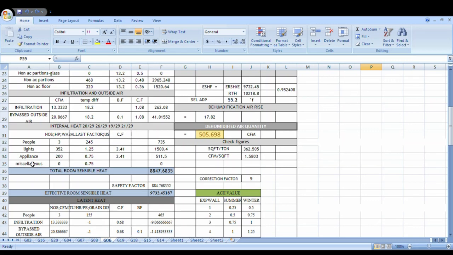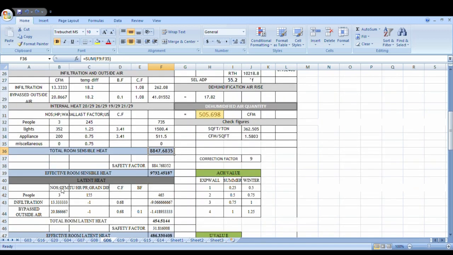So here appliance is 200 watts and this is the usage factor, it is constant, 0.75, and this is the conversion factor, it is 3.4. So it will come automatically, 511.5. So total room sensible heat is 8847.6835. So effective room sensible heat you will get 9732.45187. Okay. Now this is done.